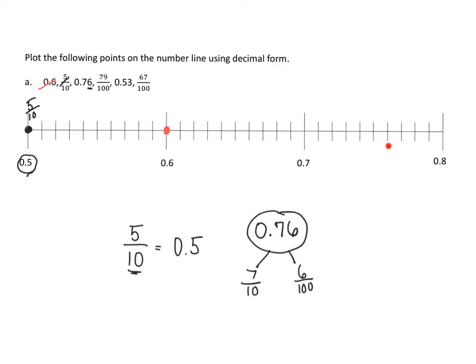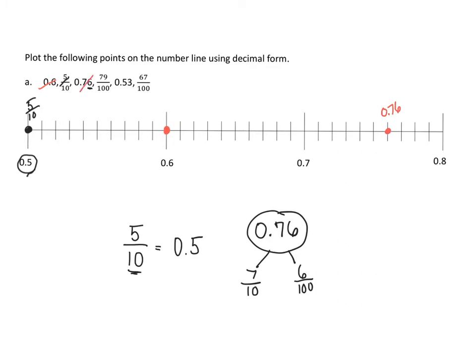So this spot represents 76 hundredths. So I'm going to put 76 hundredths. All right, so now we're moving on.